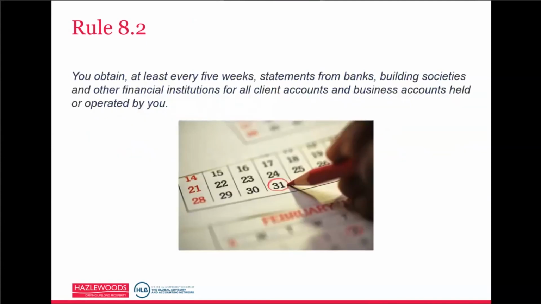Rule 8.2 requires you to obtain at least every 5 weeks statements from banks, building societies and other financial institutions for all client accounts and business accounts held or operated by you. These can be in paper format or as a PDF.